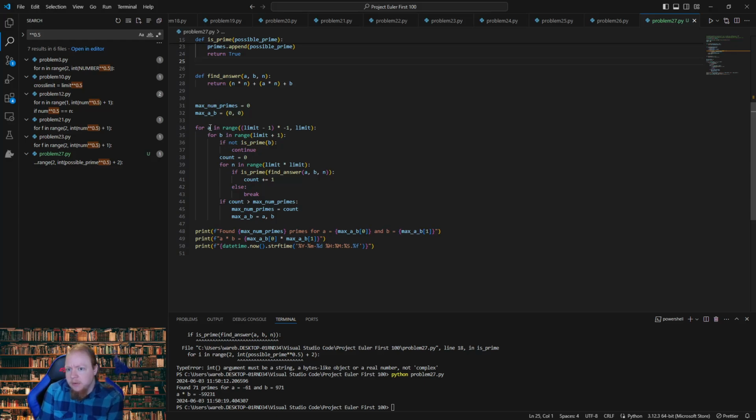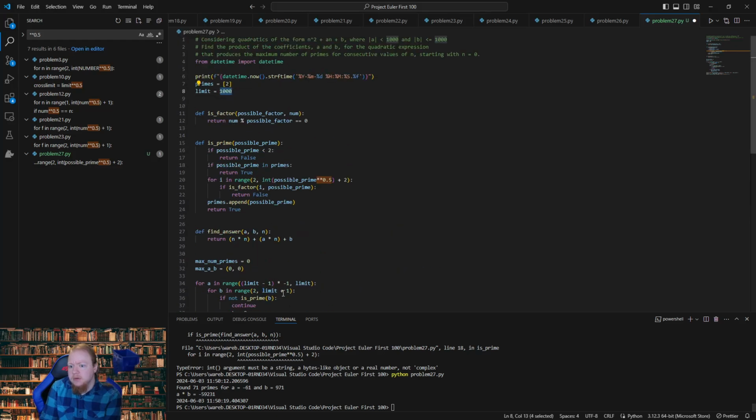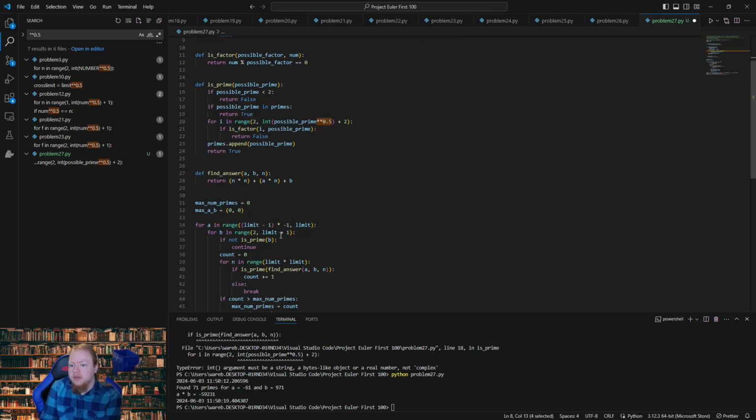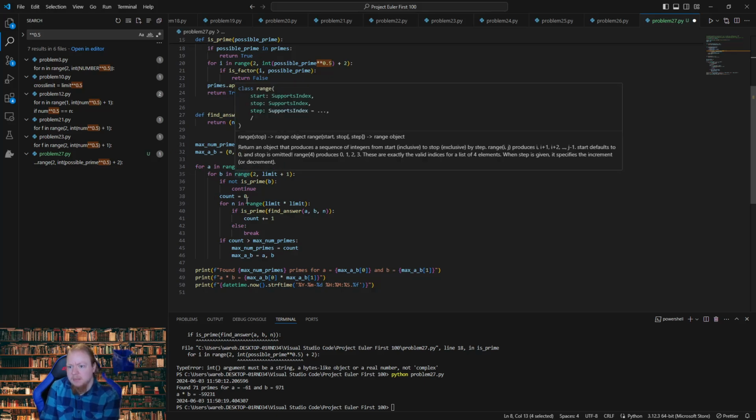And we went through all of the possible values of a. For every possible value of a, we went through all these b values from 2, which is the smallest it can actually be. And I did just make that change. We'll see if it runs any faster. To the limit, so inclusive. That's what that +1 does. If b is not a prime number, we just skip to the next b.